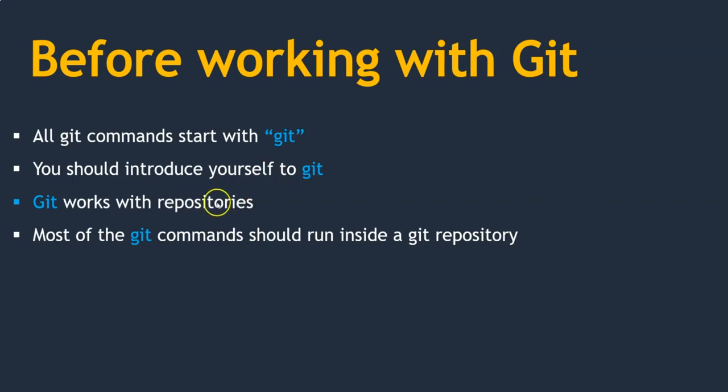If you have random names in your commits, then we don't know who has made those changes. Next, Git works with repositories. So whenever we want to work with Git, we should create repositories. Without repositories, we cannot track our changes. Next, most Git commands should run inside a Git repository. A few commands may work without a repository, like git config commands, but most commands you should run inside a Git repository. So these are the points you should remember while working with Git.